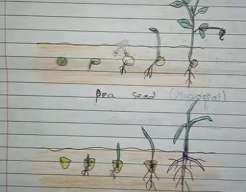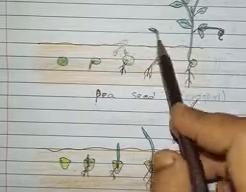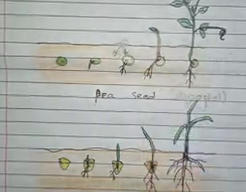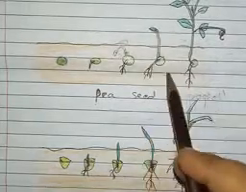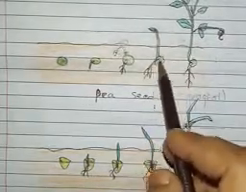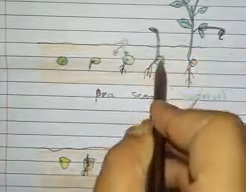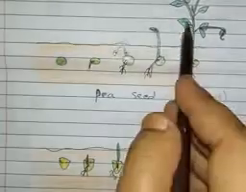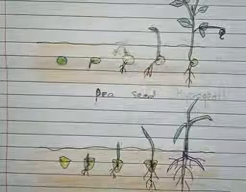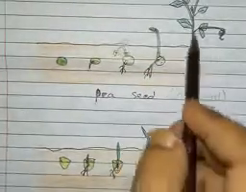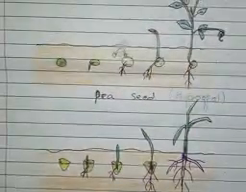Now you will observe that here the leaves are not present, or very few small leaves are there. So the seedling, for the purpose of growth, will use the food that is stored in the cotyledon. Once the leaves are produced, they will start the process of photosynthesis, and now the seedling will be independent.